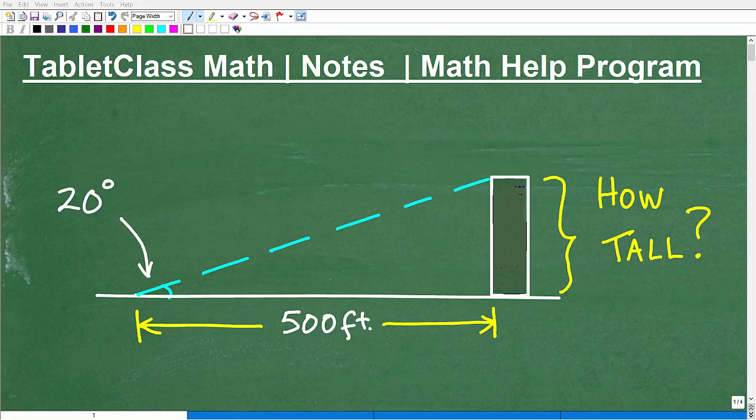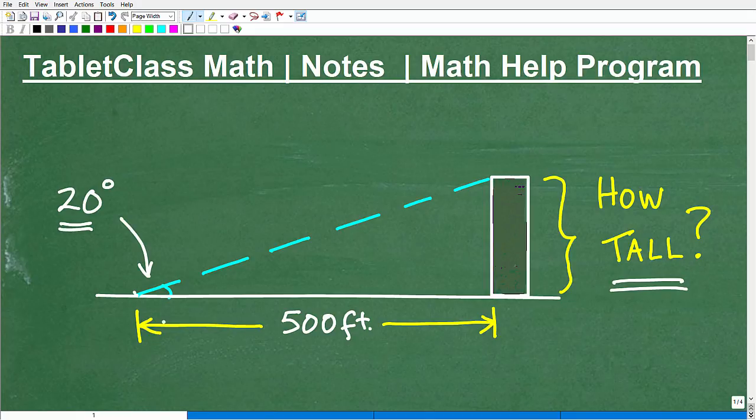Okay, let's use some basic trigonometry to figure out how tall this building is. So the situation is we have this building, and 500 feet away from the base of the building, let's say you're on the ground, you have some sort of optical instrument, and you measure the angle from here all the way up to the height of the building, and that's 20 degrees. Okay, so that's a measurement right here.